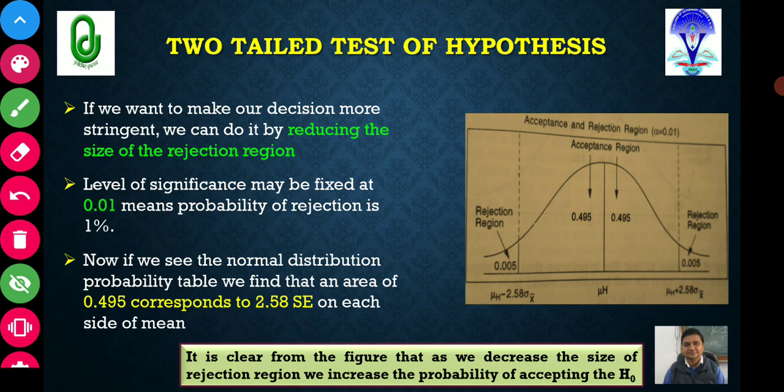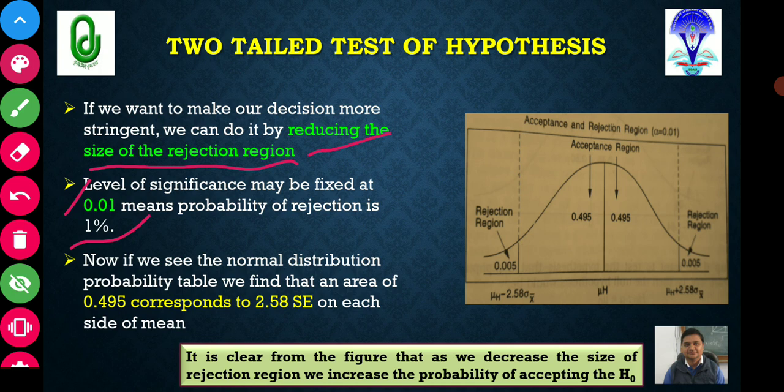Now suppose we want to make our decision more stringent. More stringent means now from 5% we are fixing the level of significance as 1%. That means the acceptance region we are increasing from 95% or 0.95 to 0.99. That means the chance of rejection of the null hypothesis is only 1% of the area of the normal distribution curve. So we can do it by reducing the size of the rejection region. The level of significance may be fixed at 0.01, that is 1%.